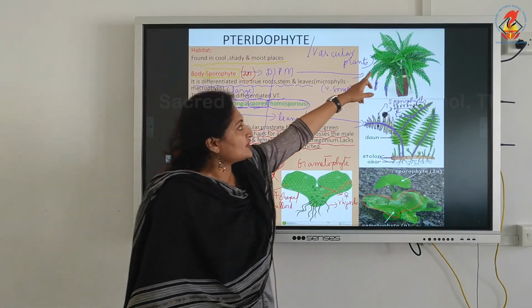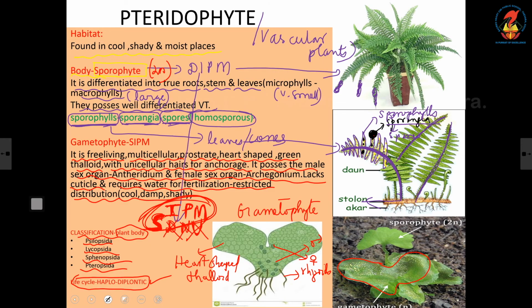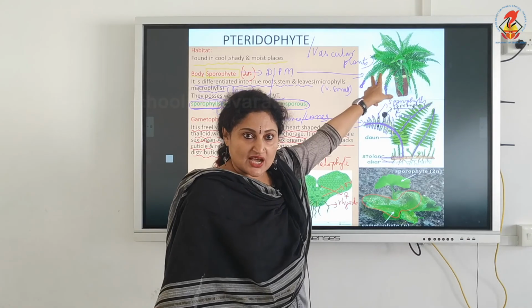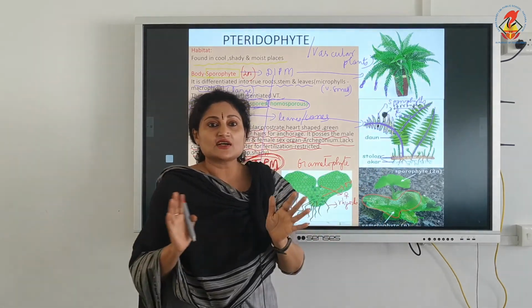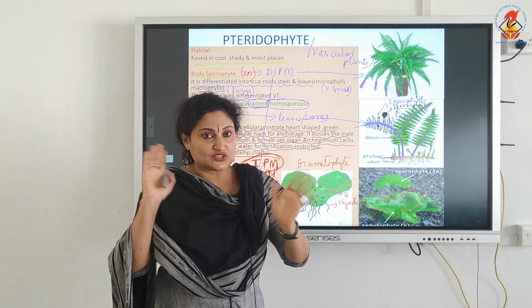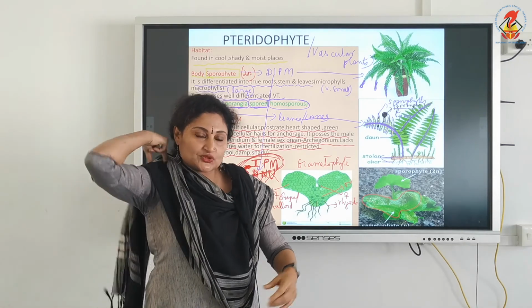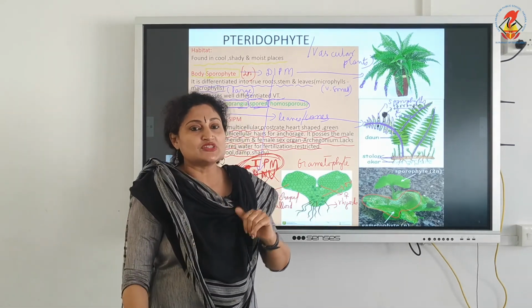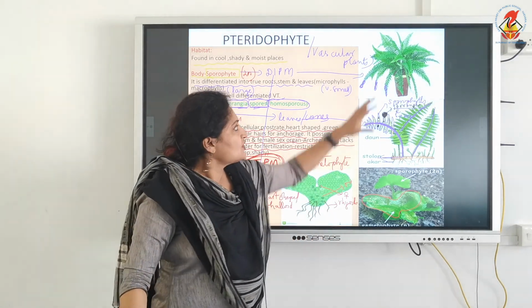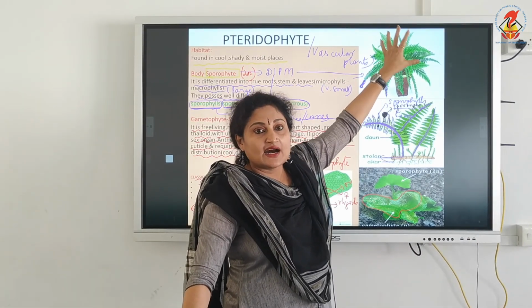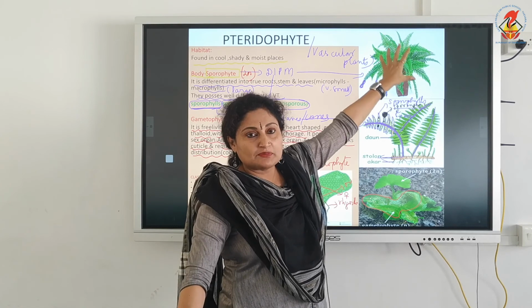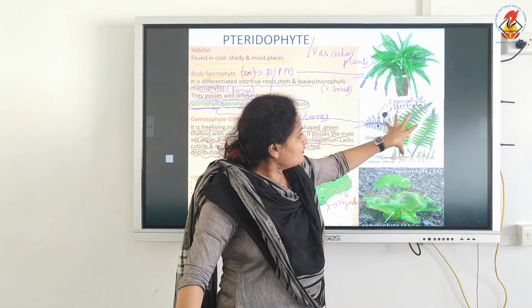The real plant body is a sporophyte, and we know it's in this plant only that there is a true stem, leaves and roots, and the leaves bear sporangia, and the sporangia bear spores. Such leaves are called sporophylls. The leaves are called fronds, as you have learnt earlier, but actually if they are small leaves, they are called microphylls, and if they are large leaves, they are called macrophylls. So that's all about the sporophyte. They are spore-bearing structures. They are DIPM: dominant, independent, photosynthetic, multicellular. So this is the sporophyte.